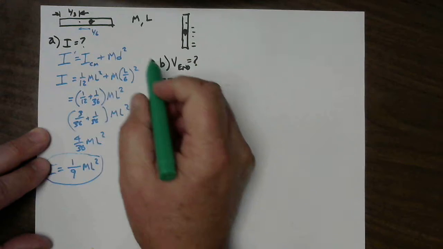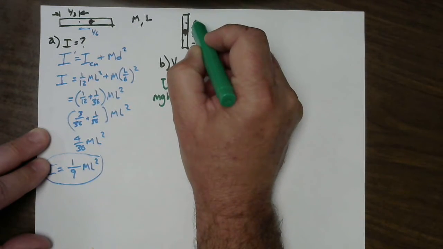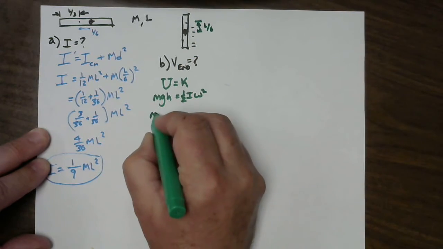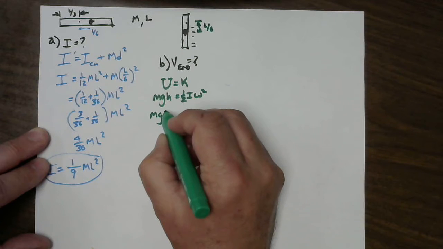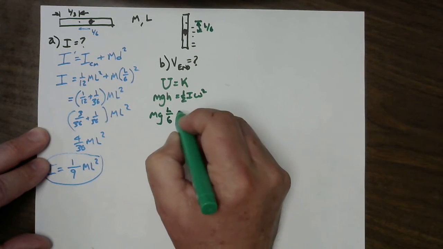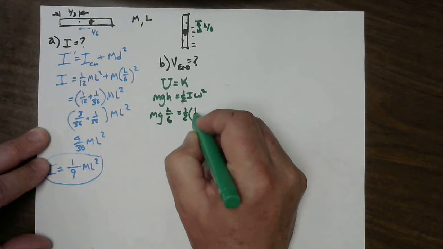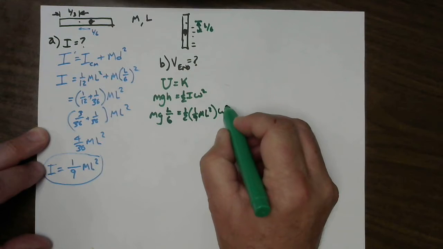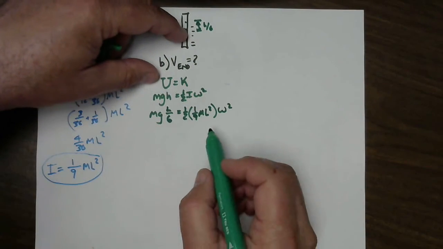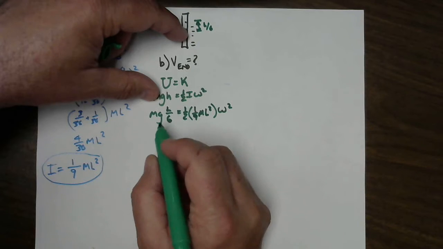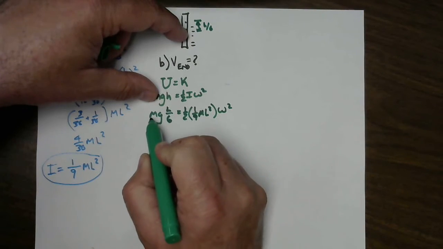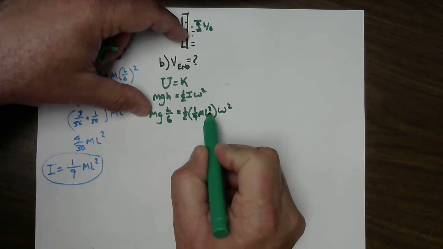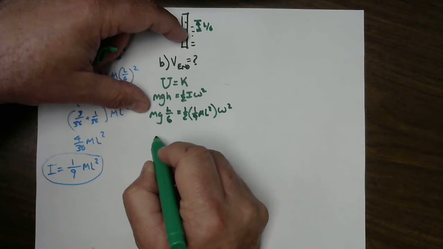Okay, h, how far down does this thing fall? Well, it used to be up here, and now it's down here. That's the same L over 6 that we translated the point previously. Now, 1/2 of 1/9 ml squared, we found I over here, we might as well use it, times omega squared. Okay, let's be very careful about cancellations here. Let's start with the m's. We have an m on this side and an m on that side, so they're going to cancel. We have an L on this side and an L squared on that side, so we're going to wind up with an L on that side.